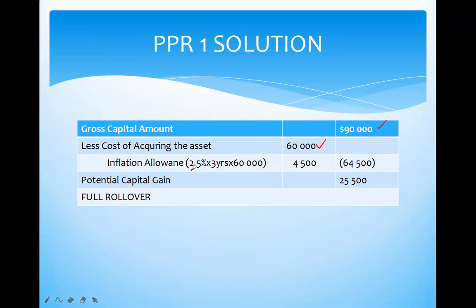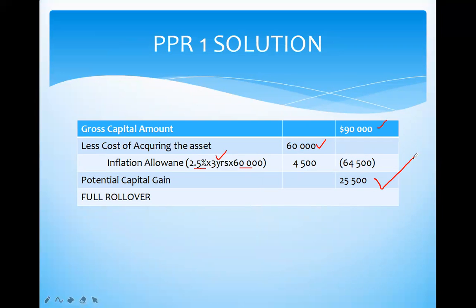Then we have the inflation allowance, and it's charged at 2.5%. You consider the duration and also the cost of the asset, and this will give us 4,500, and the total allowable deduction in this case is 64,500. Then we get the potential gain, which can be taxable in this situation, of 25,500.